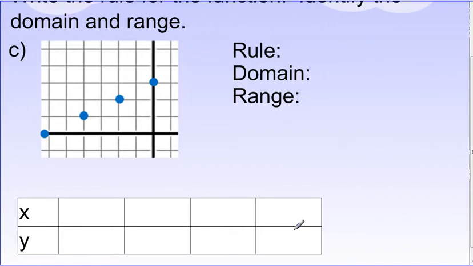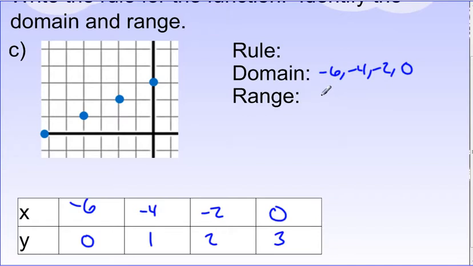Okay, so let's find our points here. So the first point here is at 1, 2, 3, 4, 5, negative 6 and 0. 1, 2, 3, negative 4 and 1. Negative 2 and 2. 1, 2, 3, or 0 and 3. So the domain is negative 6, negative 4, negative 2, 0. Range is 0, 1, 2, 3.